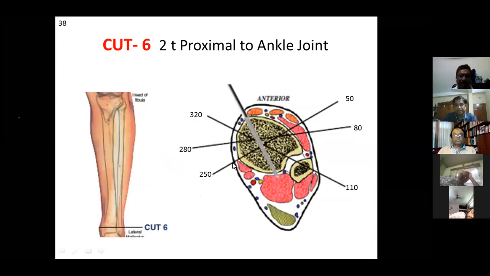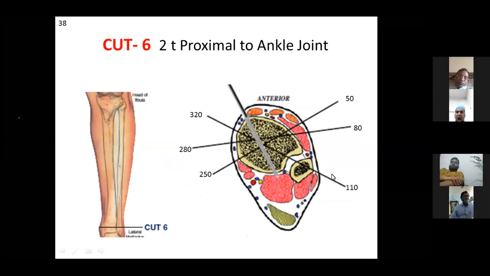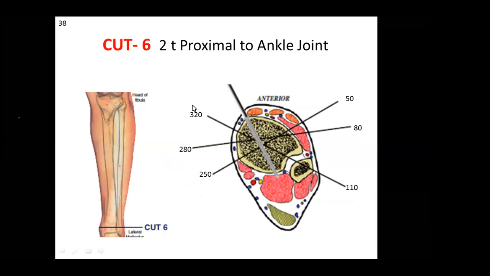In this cut, if you desire to fix the fibula, then pass the wire from 110 to 320 degree, and you can construct with 110 to 320 degree also. If you want to avoid the fibula, then use 50 to 250 and 80 to 280 degree.